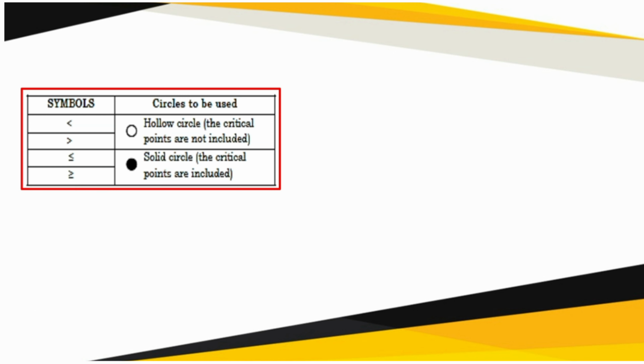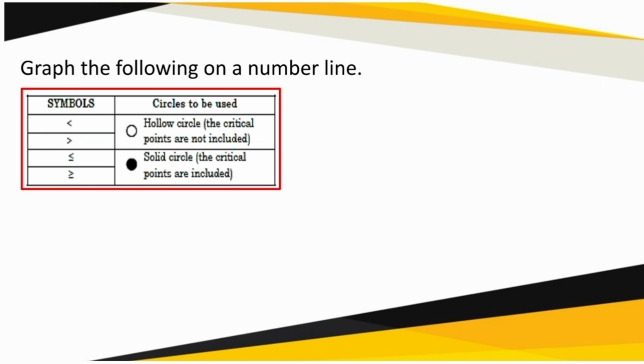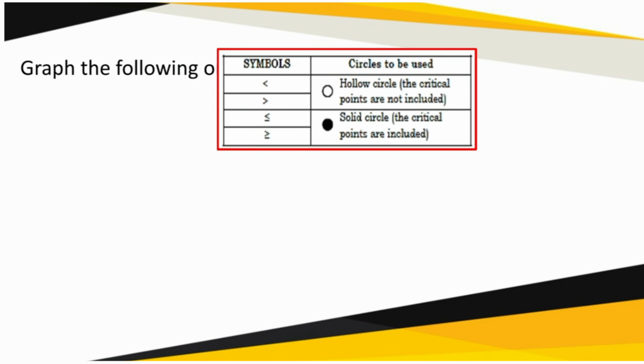At kapag naman less than or equal o kaya greater than or equal ang symbol na ginagamit, ang circle na gagamitin ay yung solid circle or yung may shade, na ibig sabihin yung critical points or value ay kasama. Okay, so let's have our first example.